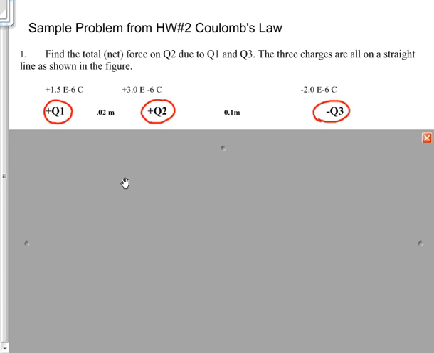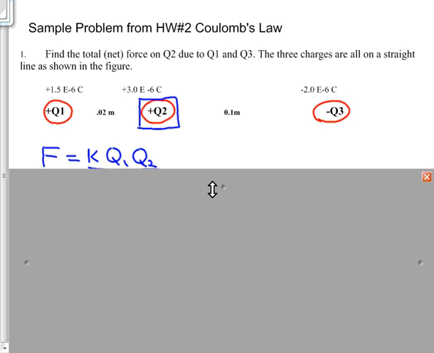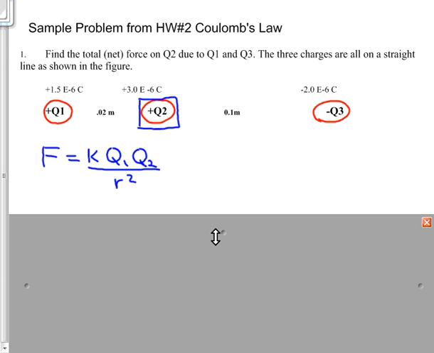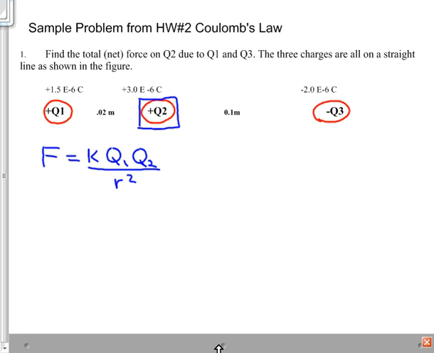So all 3 of these charges interact with each other, but we are asked to just focus on Q2 and find the net force on it due to 1 and 3. So I'm going to put a little box around Q2 because that's the charge we're focused on. So charge Q2 has 2 forces acting on it, and we are going to calculate the size of those 2 forces and then figure out how to combine them.